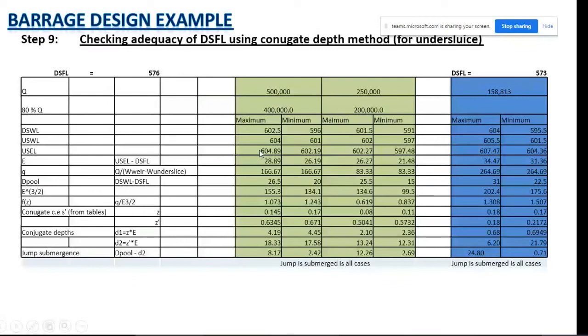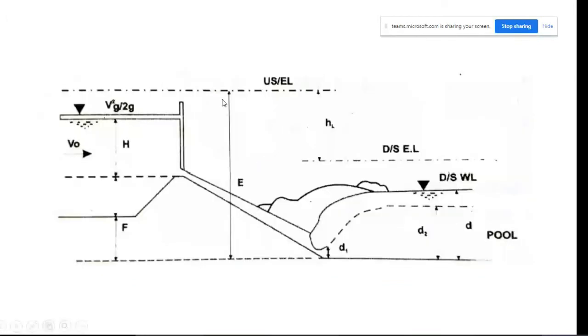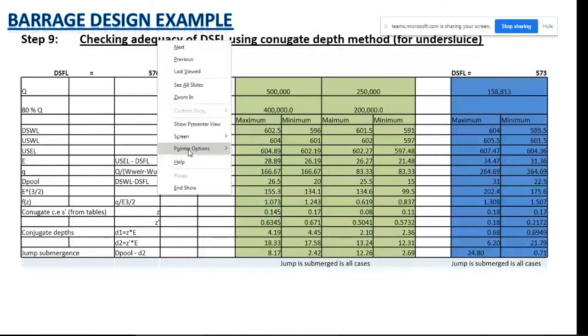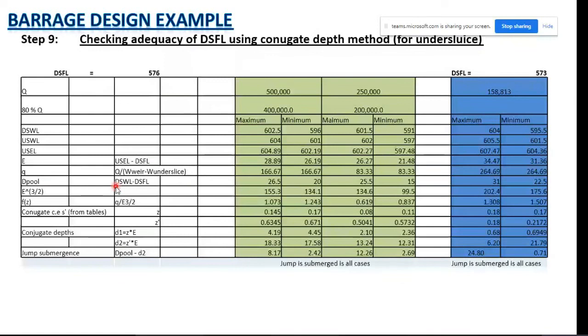E is denoting the difference of the upstream energy level and the downstream flow level, as shown on the sketch of this conjugate depth method. q is the specific discharge, discharge over width of flow, where width of flow is width of weir minus width of undersluice. Depth of pool is the depth of water on the downstream side of the weir, which is calculated by the difference of downstream water levels and downstream flow levels. E raised to power 3 over 2. This E, 28.89, raised to power 3 over 2. Fz is q over E raised to power 3 over 2.